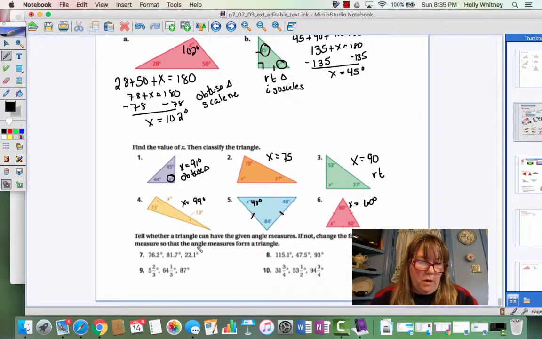If we add them all up together, it turns out that this is a triangle because they all equal 180 degrees. So that's good. Number 8, if we add them up, it is not a triangle. So we have to change the 115. We add them all up, we end up with 255 and 6/10. So we have to subtract 180 from that, and we end up with 75 and 6/10.